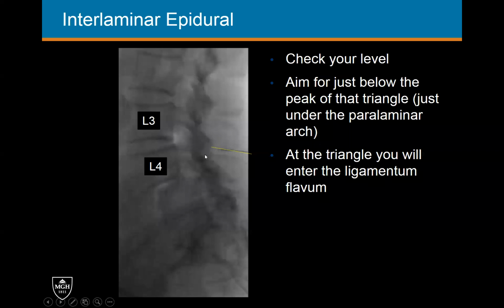Remember our chain of mountains back here and these little triangles. Our goal is to aim just below the peak of that triangle because that's where the paralaminar arch is. And at the triangle, you will enter the ligamentum flavum. So right there. When I come to the lateral, or when my fellows flip to the lateral, I always want to see your needle just a few millimeters shy of there. That would be the ideal.